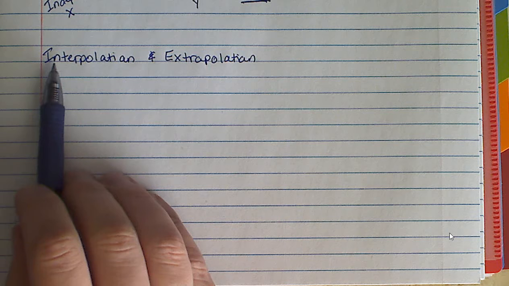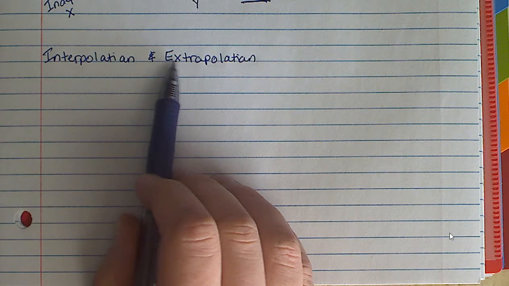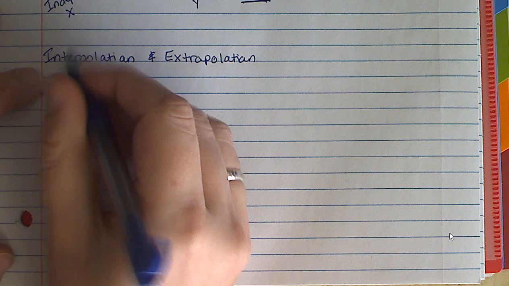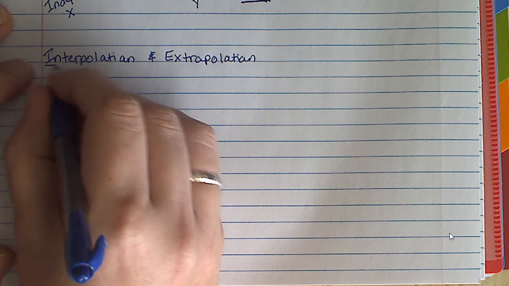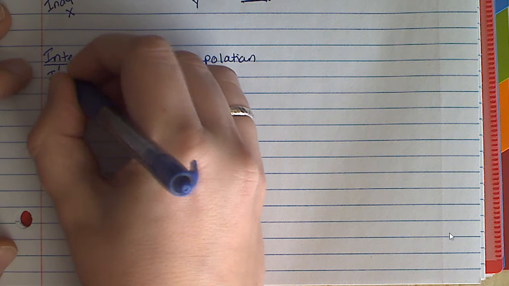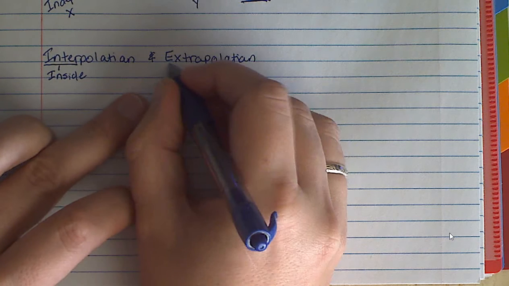Okay, so what we're going to talk about today is interpolation and extrapolation. Write those two words down. Interpolation, I-N-T-E-R-P-O-L-A-T-I-O-N, and extrapolation, E-X-T-R-A-P-O-L-A-T-I-O-N. The two key parts of understanding these words: interpolation has inter, I-N-T-E-R, which means inside. And extrapolation has extra, which means outside.